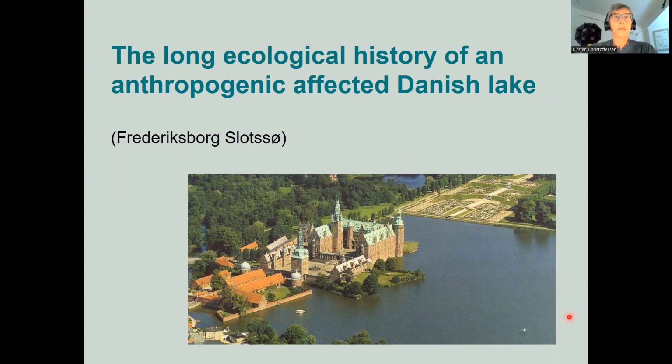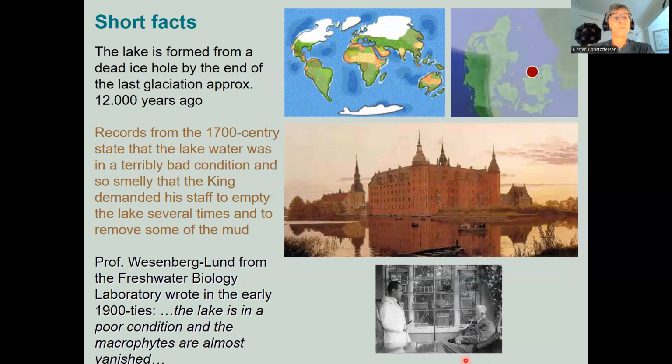Hi all. This is the short story, or maybe the long story, of a eutrophic Danish lake. The lake was formed during the last glaciation, like many other Danish lakes, and it has received untreated wastewater as long as there have been people around the lake, which is really many hundred years. So that means that the lake has also been heavily polluted.